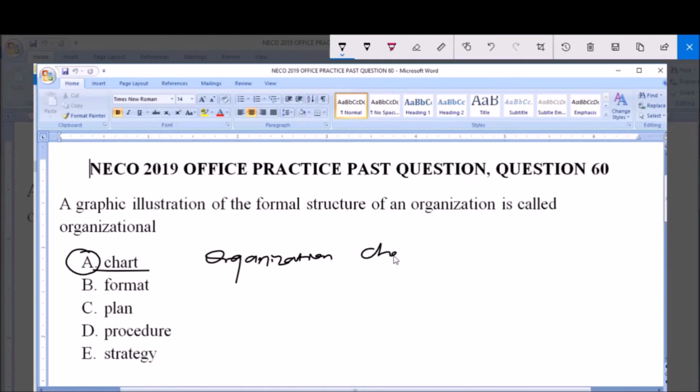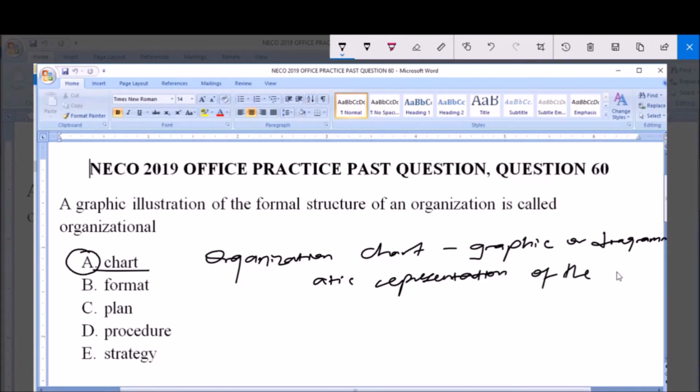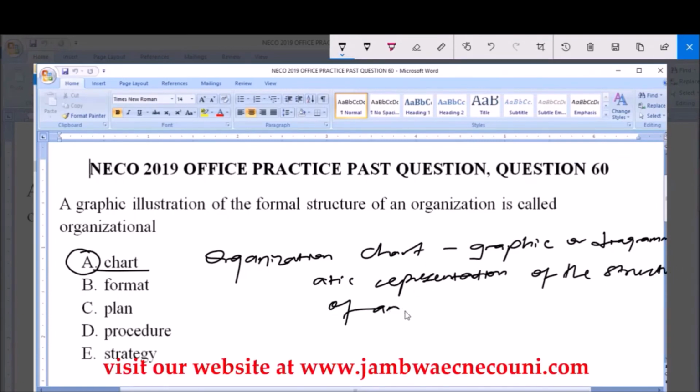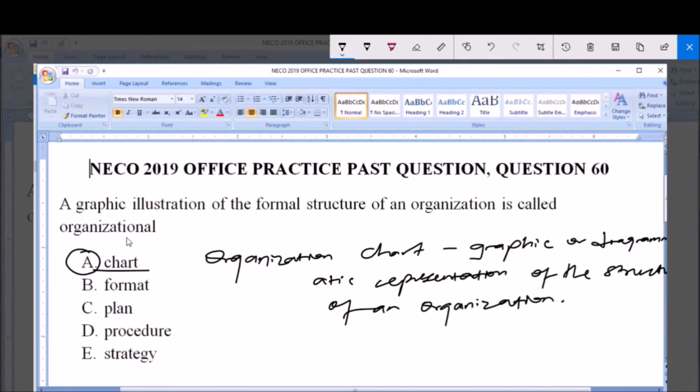Organizational charts simply refers to the graphic or diagrammatic representation of the structure of an organization. And that is exactly what the question is asking us. The question is asking us about a graphic illustration of the formal structure of an organization, and that is organizational charts, which is option A.